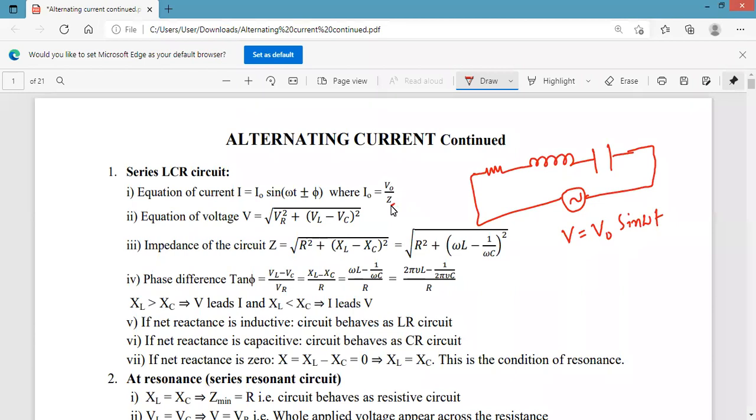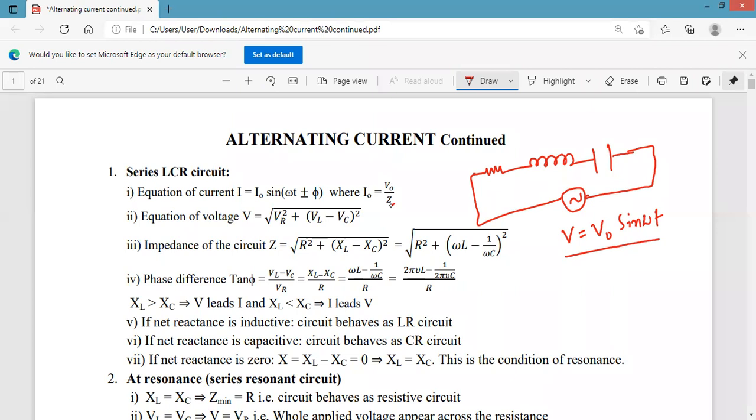Here phi represents the phase difference between the current and the voltage. The expression for voltage is always V is equal to V naught sin omega t, whether it's a pure resistive circuit, inductor circuit, capacitor circuit, or LCR circuit. But the current expression will change. It is I naught sin omega t for a resistive circuit, I naught sin omega t plus pi by 2 for a capacitive circuit, and I naught sin omega t minus pi by 2 for an inductive circuit.